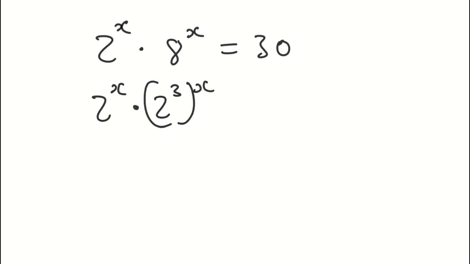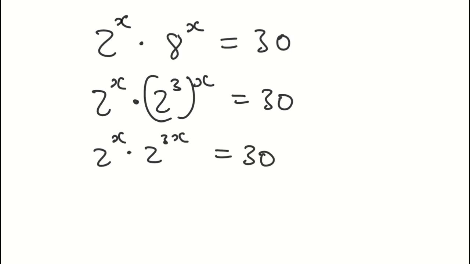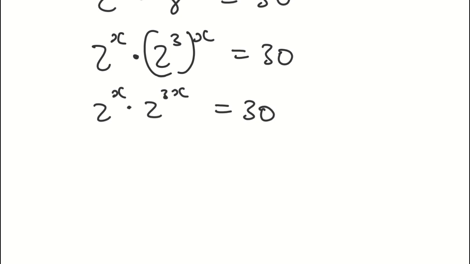I'm going to have x here. You see, if you multiply 3 by x, you get what? 3x from one of the laws of indices again. So I'm going to have 2 raised to x times 2 raised to what? 3 times x is what? 3x. And this is equal to what? 30.